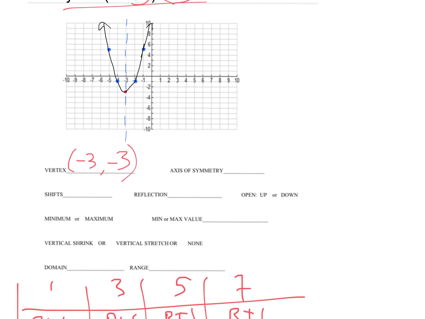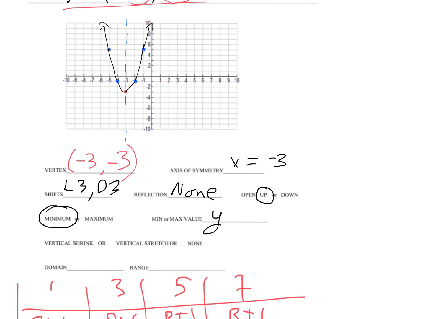Okay, so here we go. Axis of symmetry, x equals negative 3. Shift, we went left 3, down 3. Reflection, since it goes up, is none. Open up or down, it's up. Again, my vertex is the lowest point in the graph, so it's a minimum. Minimum value, y equals negative 3.